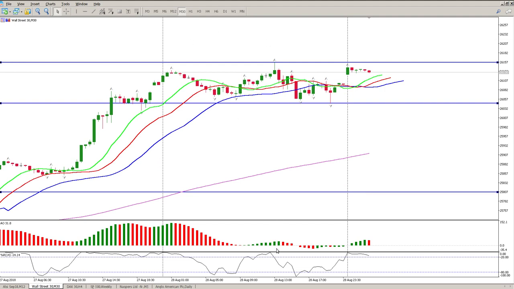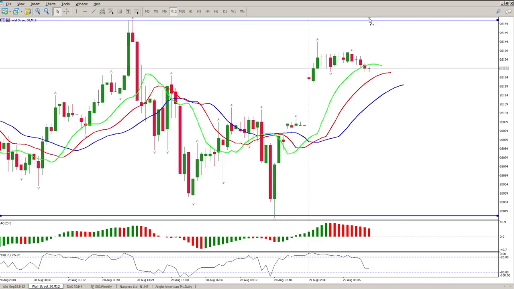When you look at the Awesome Oscillator here, you can see how we had divergences towards the close yesterday, and that divergence has played out. We've hit the top of the range, and now what I want to see is a pullback, consolidation, some bearish action above the alligator, and then bullish action above the alligator, and then looking for my long. That's my take on things today.